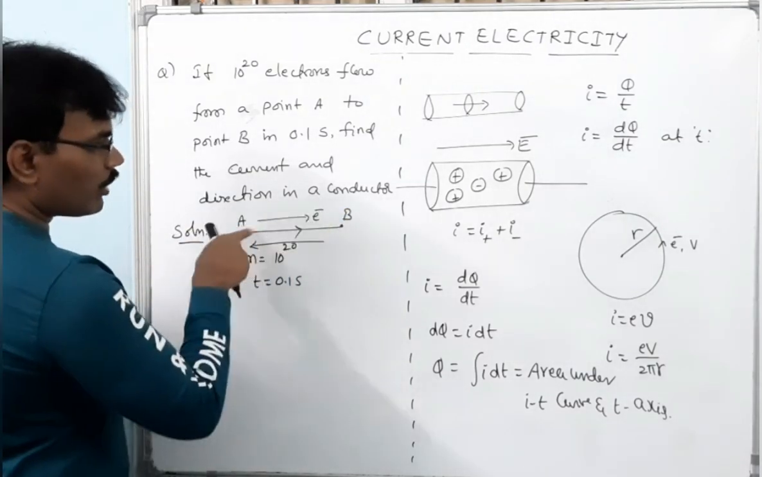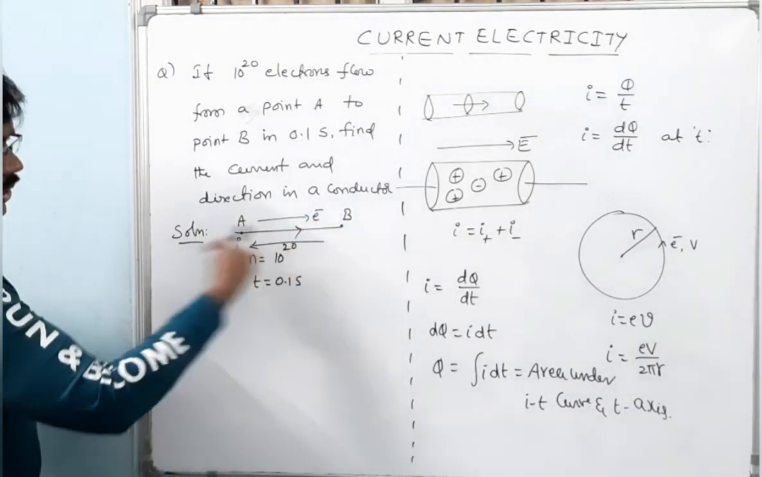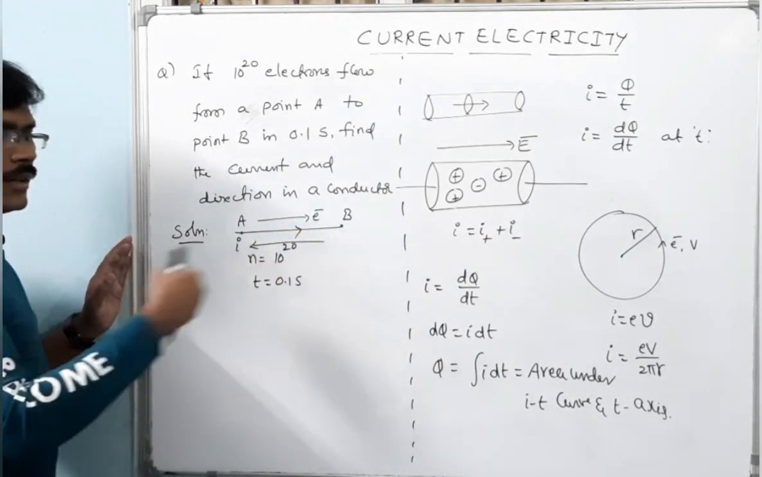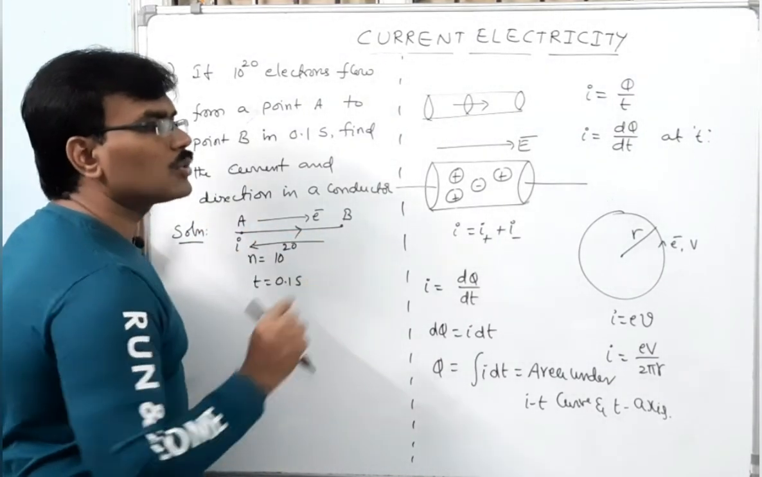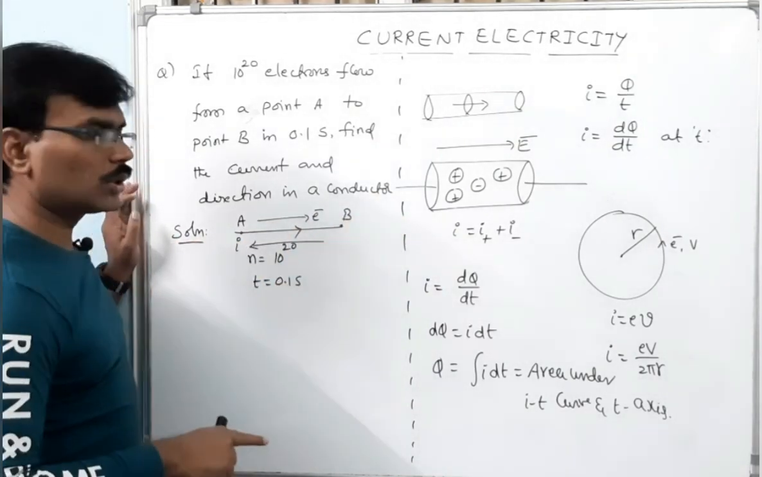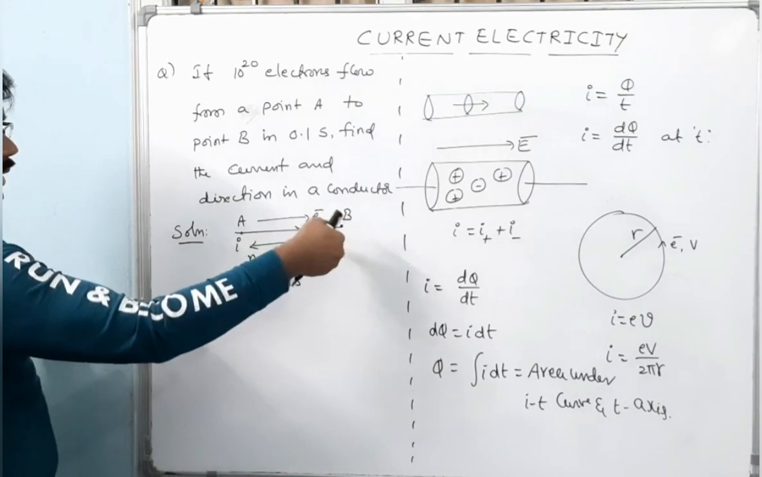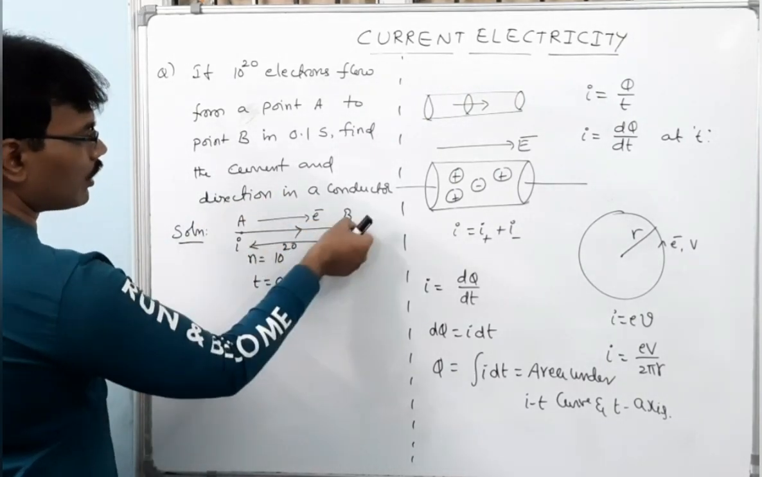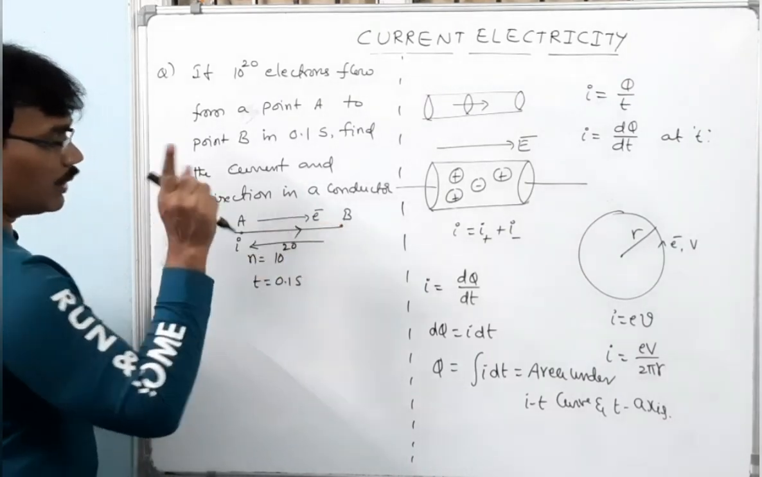So if electrons move from A to B, the conventional current is taken from B to A. Therefore the electron motion and the conventional direction of current will be in opposite directions. But for a positive charge, the motion of charge and the direction of current are both the same. For a negative charge, the motion of charge and the direction of current are opposite. So the direction of current is from B to A, but electrons are moving from A to B. That is very important.